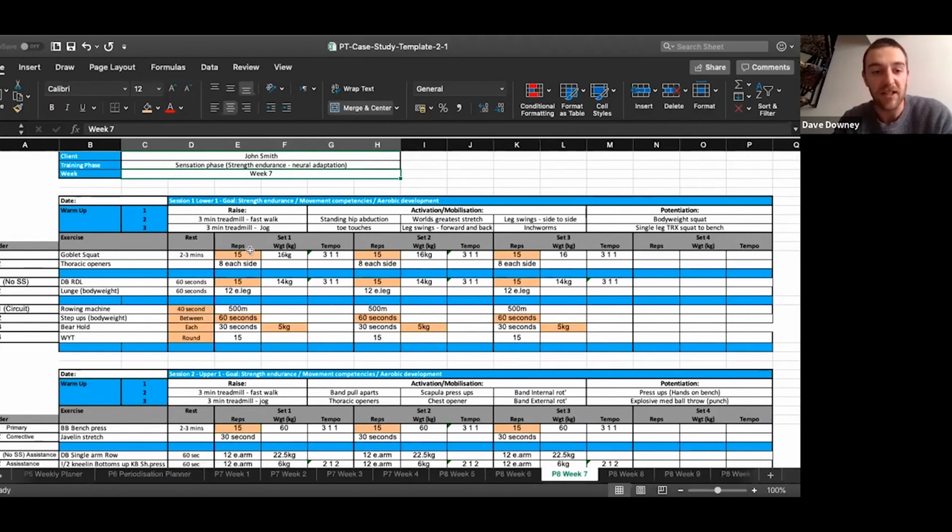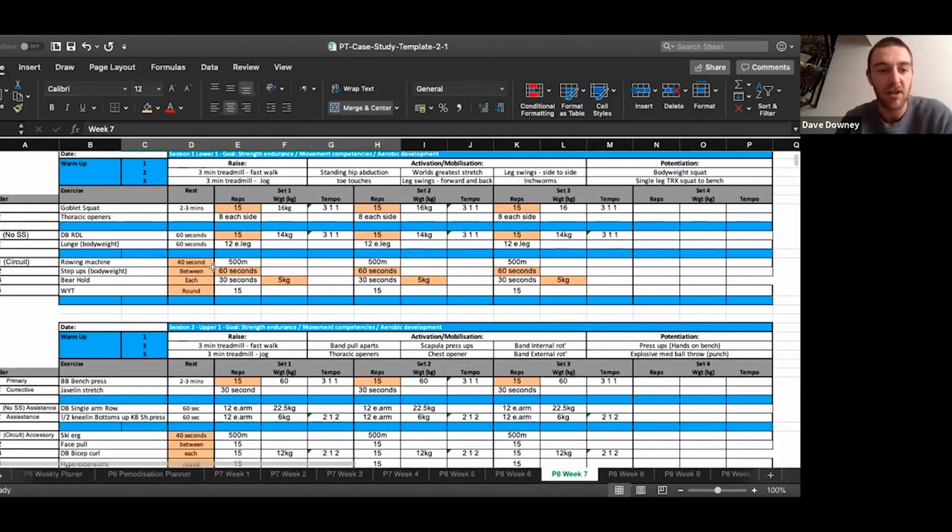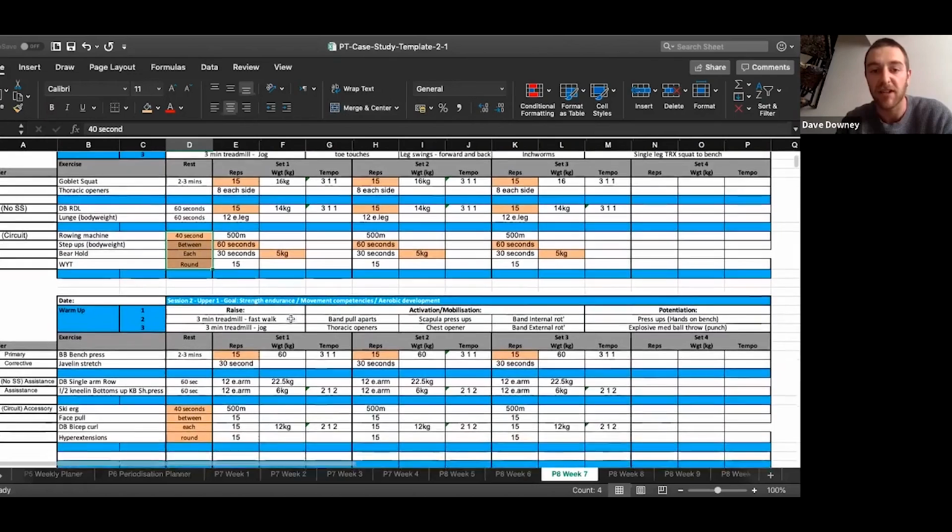Week 7, then you'll see that the reps of the primary exercise have gone up to 15, still on the same weight because we're not necessarily too concerned with strength development as such. We're looking at that strength endurance first and those neural adaptations. Dumbbell RDL, our assistance work, has gone up in reps as well. And then the circuit has dropped to 40 seconds between each round instead of 60.